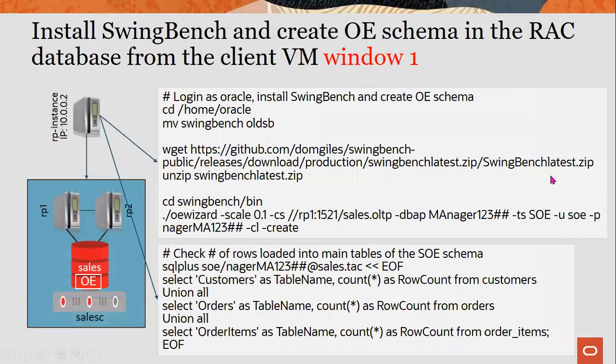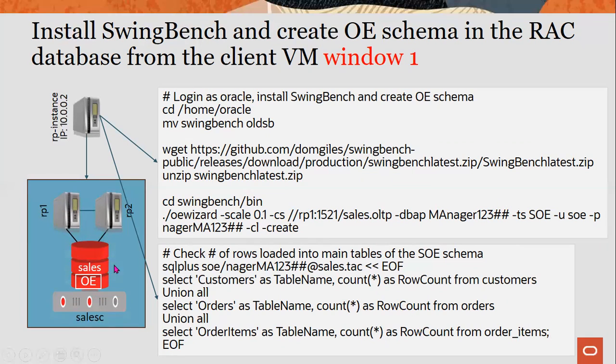After that, what I'm going to do is install a stress test tool, a nice tool actually called Swingbench. It is available on GitHub. You can download this. I'm moving the old installation to an old directory. Then I'm downloading it, unzipping it. You can pretty much do the same thing. Then I'm going to the bin directory and running the order entry wizard in command line.